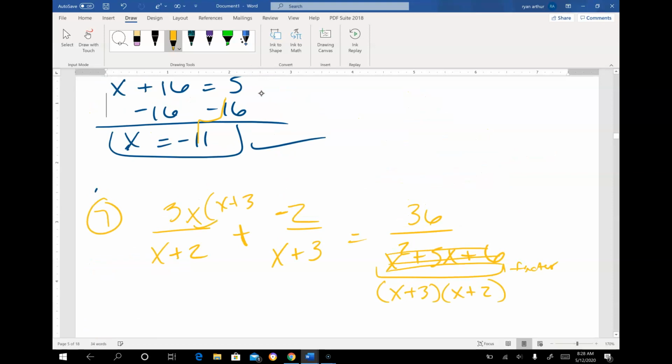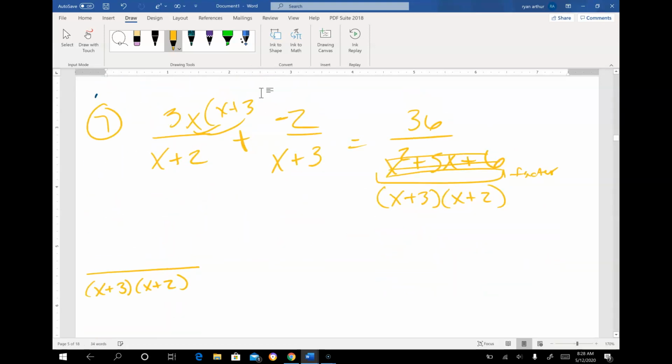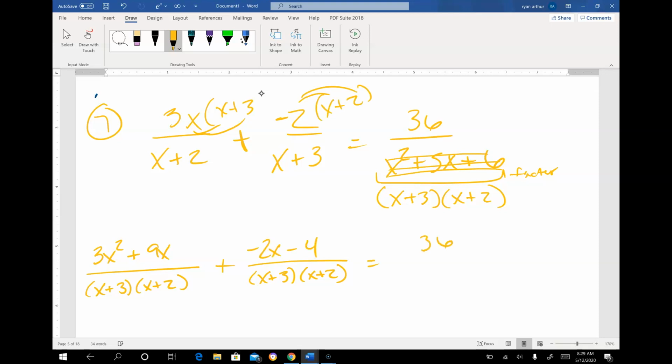So distribute, and you get 3x squared plus 9x. Plus, this guy is missing the x plus 2. Distribute. Negative 2x minus 4. This guy's missing nothing, so we're golden.